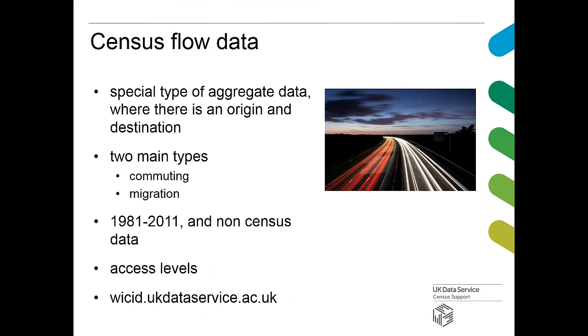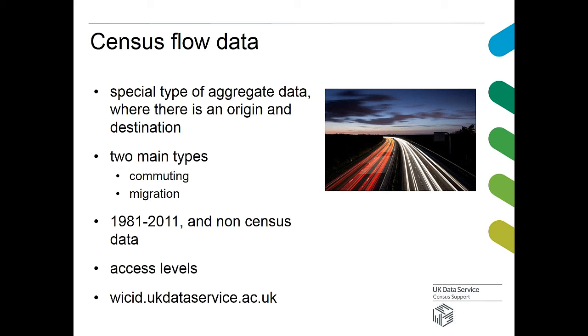Okay, so the final set of data I'm going to talk about briefly is flow data. Flow data is actually just a special type of aggregate data where there is an origin and a destination. There are two main types: commuting and migration. Commuting data is the difference between place of work and place of residence. And migration is derived from place of residence at census day compared with the usual residence in the previous year. There was a question on the census form asking what their usual address was 1 year ago, so that's where it came from. We have 1981 to 2011 census flow data, and I believe there is also some non-census flow data in there, such as NHS patient registers.